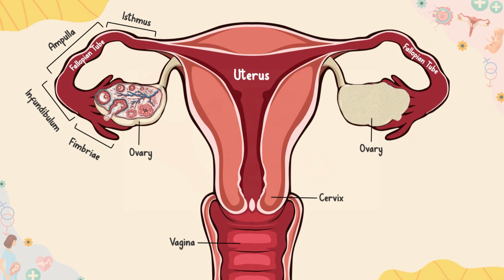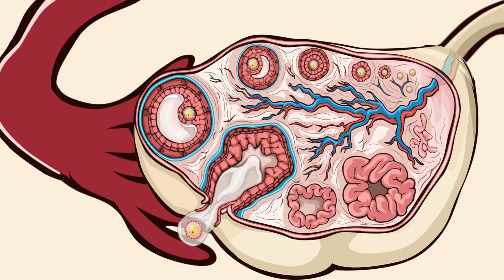Now, here is a closer view of the ovary. You can see the developing follicle here. Now at this stage, the ovum is known as the primary oocyte. That is diploid with 23 pairs of chromosomes. You can see it as the yellow structure in the follicle.